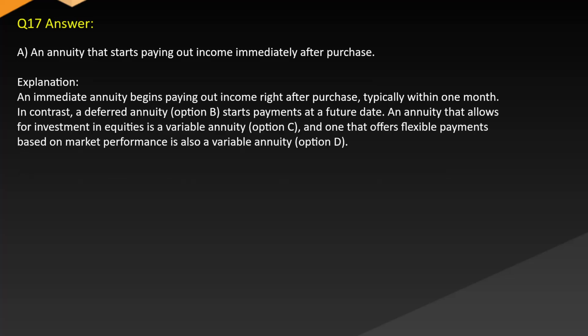Answer A. An annuity that starts paying out income immediately after purchase. Explanation. An immediate annuity begins paying out income right after purchase, typically within 1 month. In contrast, a deferred annuity, option B, starts payments at a future date. An annuity that allows for investment in equities is a variable annuity, option C, and one that offers flexible payments based on market performance is also a variable annuity, option D.